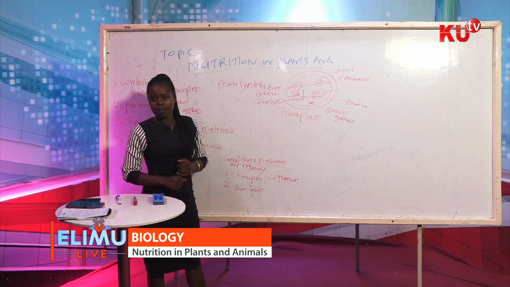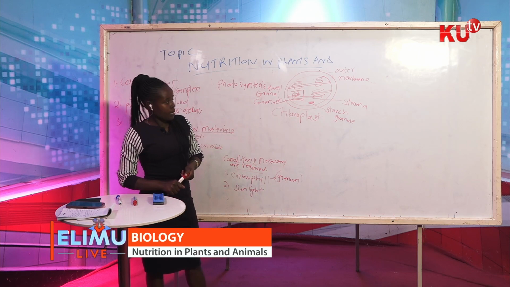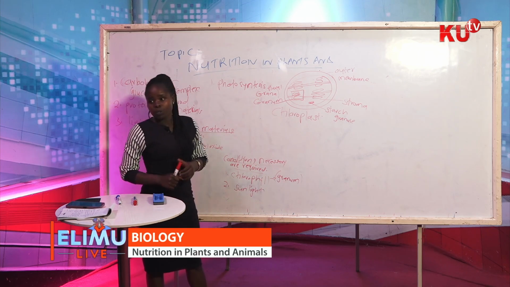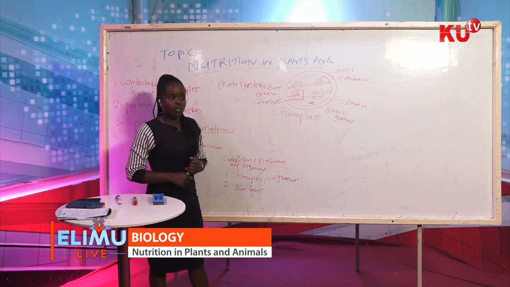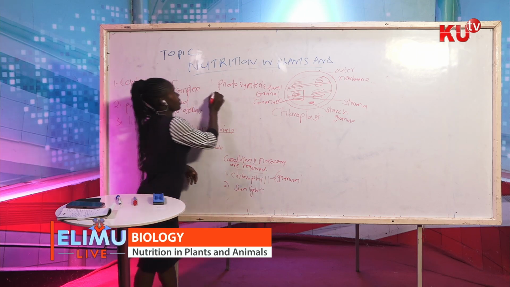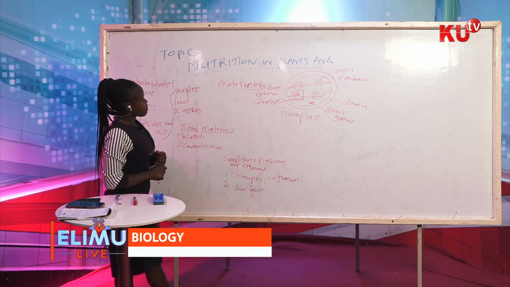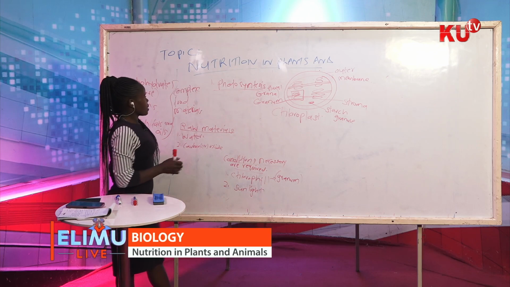And the function of the chlorophyll is to trap the sunlight. It is used to trap the sunlight energy, which will be used during the process of photosynthesis here.